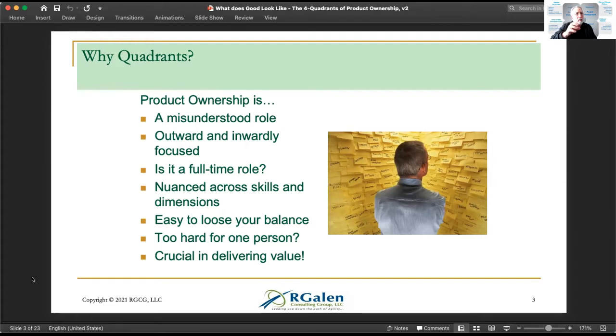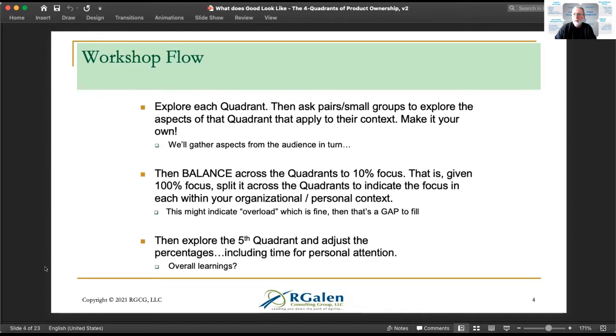It's easy to lose your balance. There's a notion of, can one person do it or not? We'll explore that a little bit, but I think that's why the quadrants exist. So we're going to explore each quadrant, and we're going to look at the balance across them.